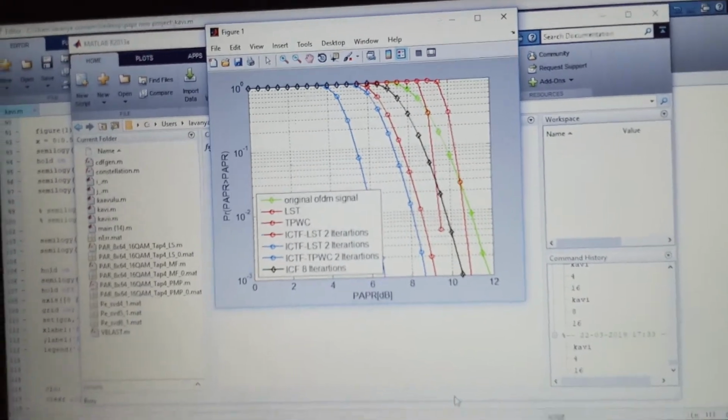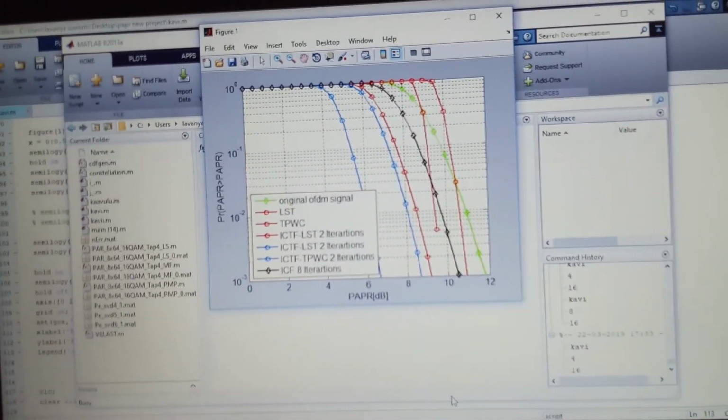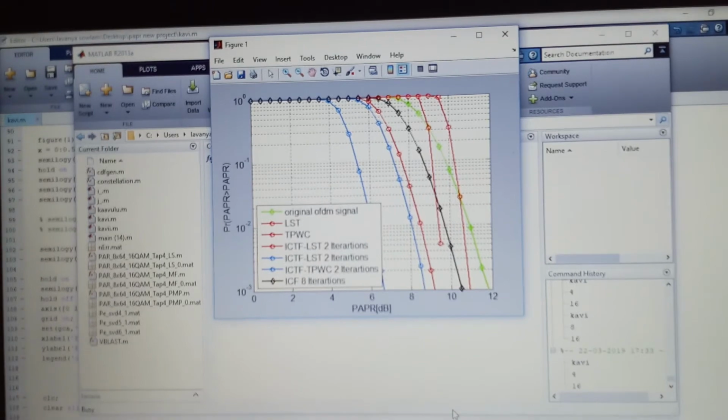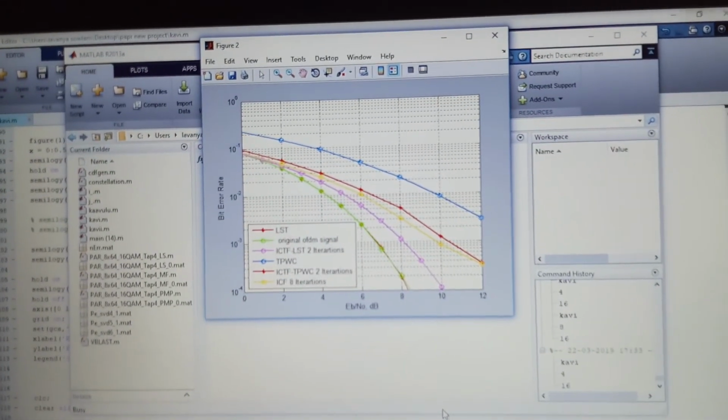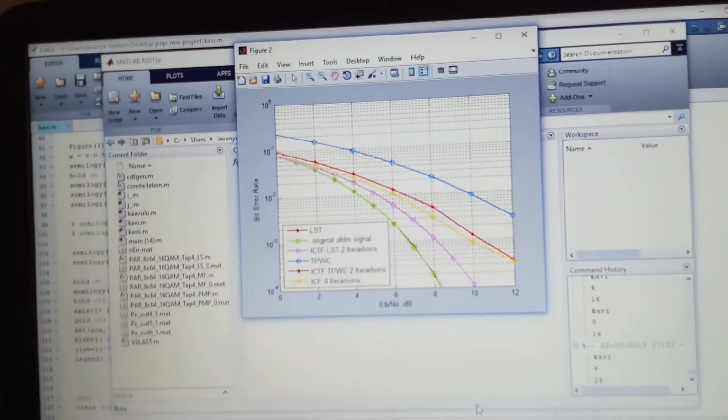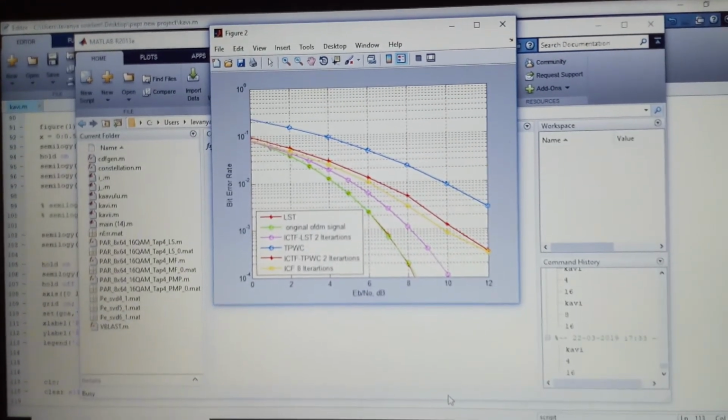These are the outputs. This is the PAPR output, and we registered the PAPR up to 6.5 dB. This is the bit error rate output. It is in the AWGN channel.